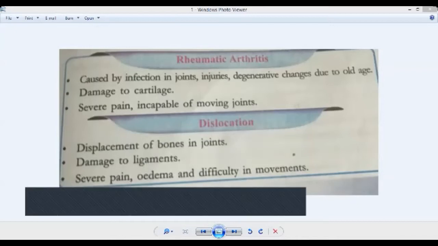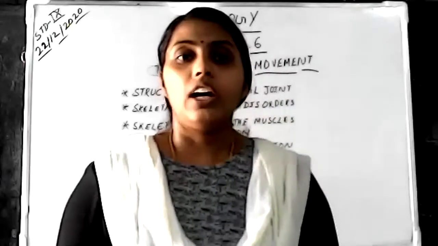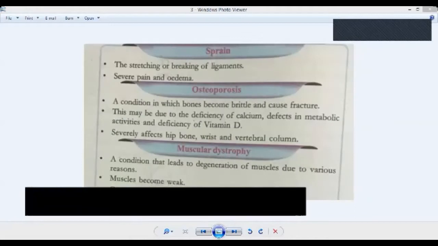Now, these are the two diseases, and other diseases are also there that we can see now. There are some more diseases, that is sprain.